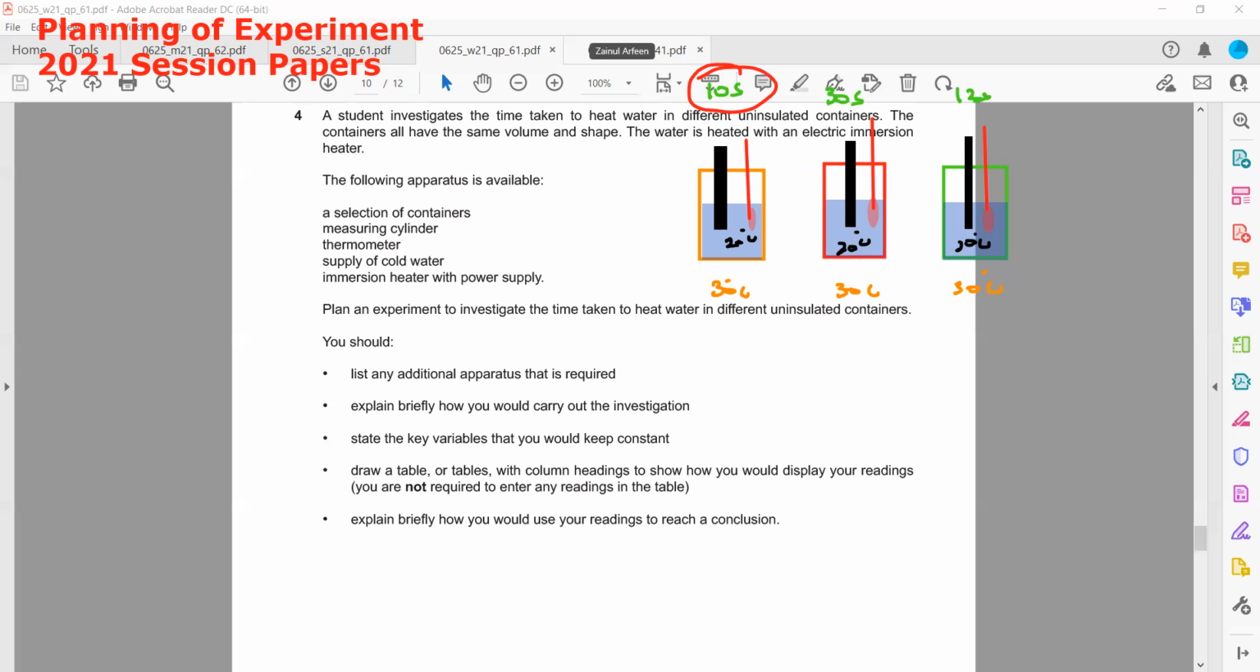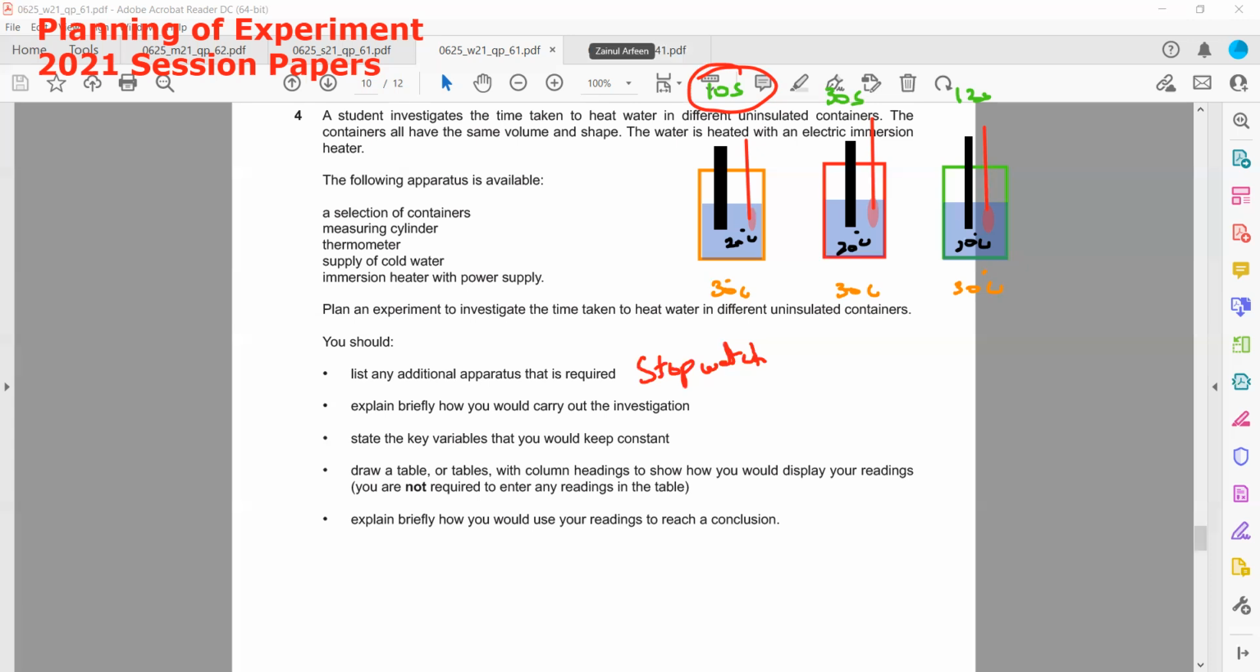So what additional apparatus do we need? They did not mention anything about a timer, though the thermometer is there. So what we need is a timer, or a stopwatch. Explain how you would carry out the experiment.